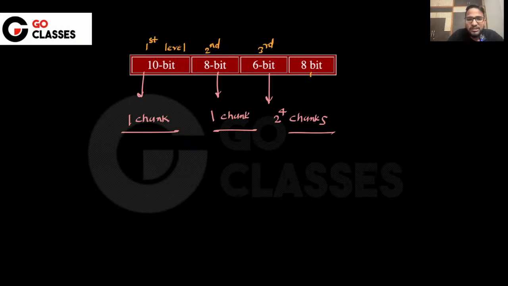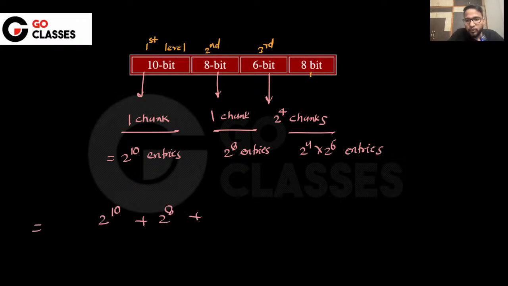Now this one chunk means 2 power 10 entries. This one chunk means 2 power 8 entries. This 2 power 4 chunks means 16, and each chunk means 2 power 6 entries. So that's why these many entries, right? In terms of entries, I need 2 power 10 plus 2 power 8 plus 2 power 10. These many entries I need.